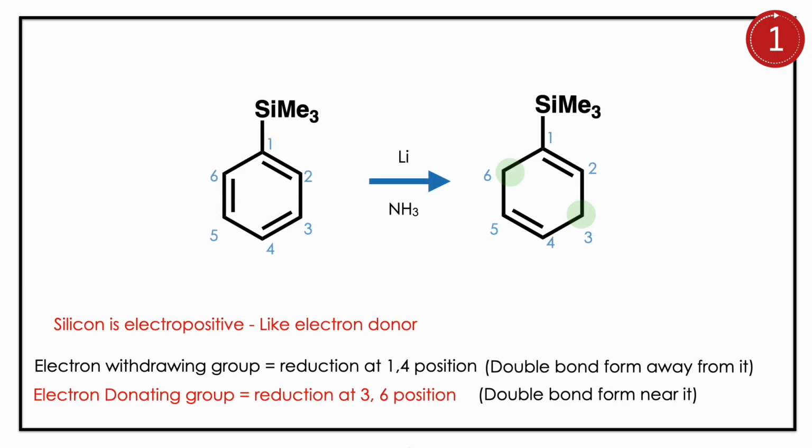Here the trimethyl group is there. Silicon is electropositive. It's like an electron donor; it always pushes the electron out from the system. So consider it as an electron donor, so the anion cannot form near it. So 3,6 reduction happens. The concept you have to learn here is that the silicon group is electropositive. It should be treated like an electron donating group, so the reduction happens away. The 3,6 position is reduced, and you have the final product.